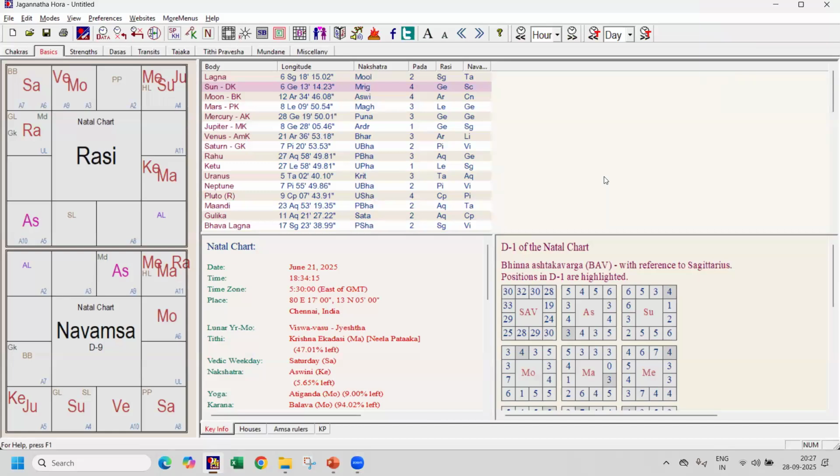Yes. Okay. So this is Jagannath Hora. It's a basic astrological software. Here I have set a date of June 21, 2025, which is when the summer solstice happens in the northern hemisphere. And you see where the sun is present. The sun is present at Mrigashirisha, fourth pada, and it's about to transit to the next nakshatra, which is Ardra. So you see that the sun is here.